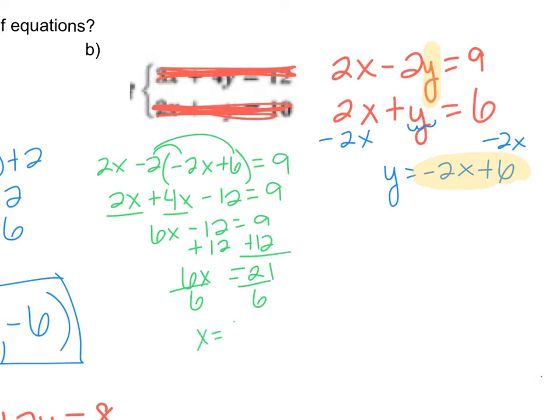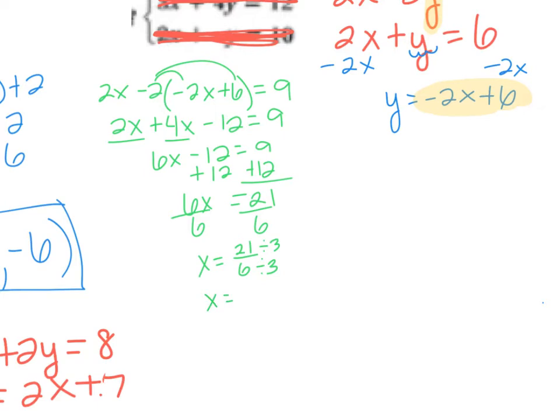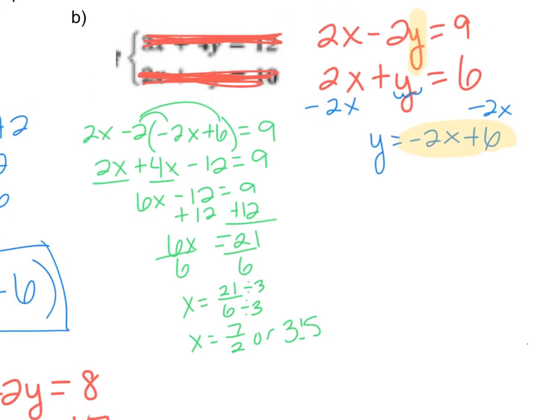and so you have x equals 21/6. You can reduce that, divide them both by 3, and you would get x equals 7/2. Or if you wanted to write it as a decimal, 3.5. So we have a fraction or a decimal, that's okay. But now we have to plug that back in to one of the equations. So I'm actually going to leave it as the improper fraction. I think it'll make it easier.